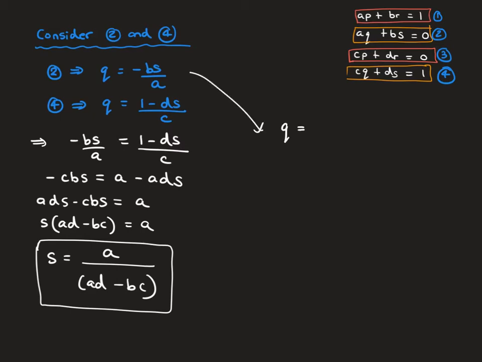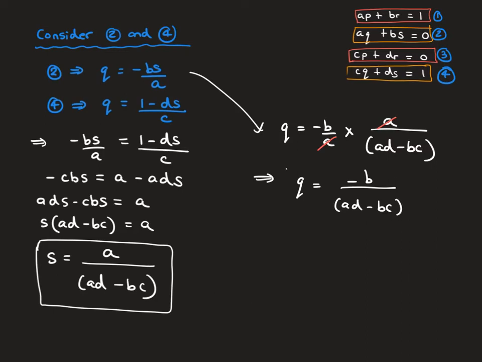Q is then equal to negative B over A multiplied by S, which we've just found. So substituting this in, we get a cancellation of A here and here, and this leaves us with Q equals negative B over AD minus BC. So we found P, Q, R and S, which are the components of the inverse matrix, in terms of A, B, C and D, the components of the original matrix.